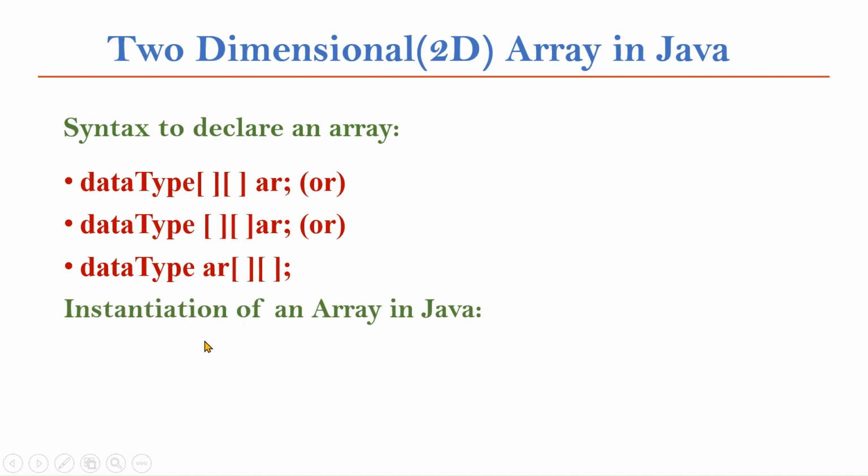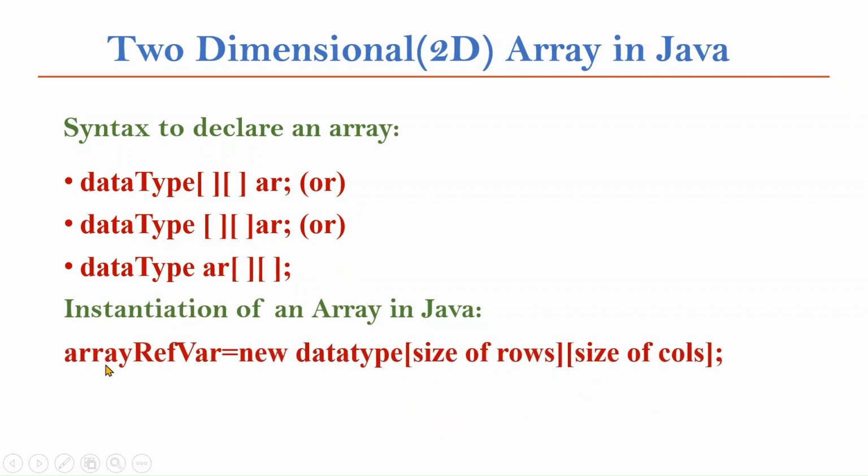Now for instantiation of an array in Java, where you need to allocate the memory, you take the array reference variable. Now this AR becomes an array reference variable. Then the assignment operator, then the new operator, which is used for allocating memory at runtime, followed by the data type. The same data type we used here we need to use here. Then you write the first subscript size for the rows and the second subscript size for the columns. Suppose I write 3 and 3: 3 rows, 3 columns. You're going to get the memory locations.